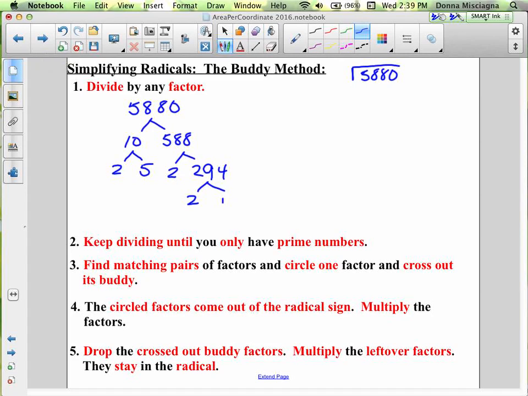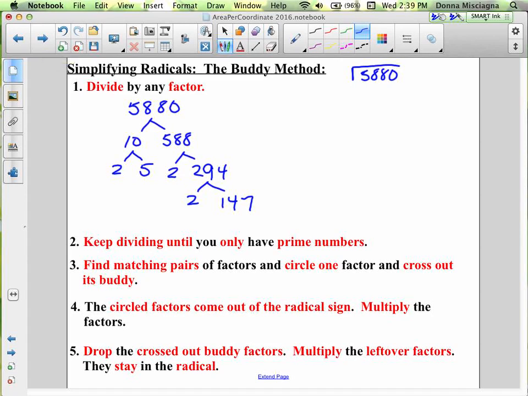2 goes into 2 1 time. 2 goes into 9 4 times with 1 left over. 2 goes into 14 7 times. Now 147, is that prime? Well, no, because I can figure out a number that divides evenly into 147. I hope you recognize it.